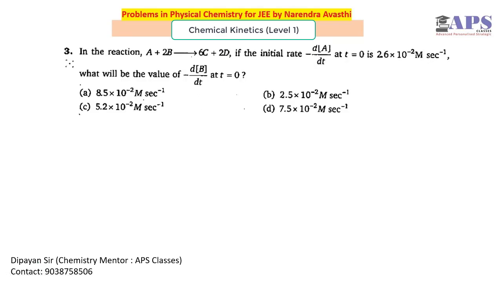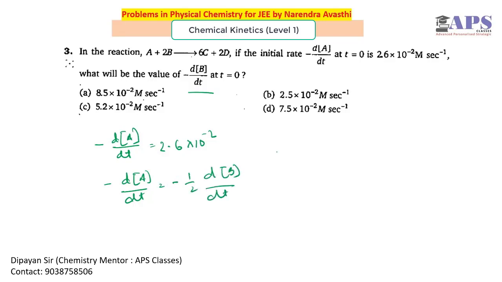Question number 3, A plus 2B, forward arrow, 6C plus 2D. The initial rate or instantaneous rate with respect to A is given by this. Okay, now we have to calculate the rate of consumption of B. So as we know that minus dA by dt equal to minus half dB by dt. Now we have to calculate minus dB by dt.